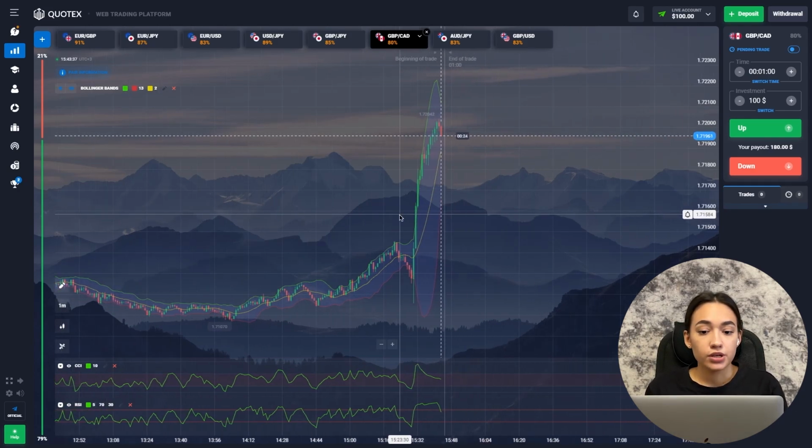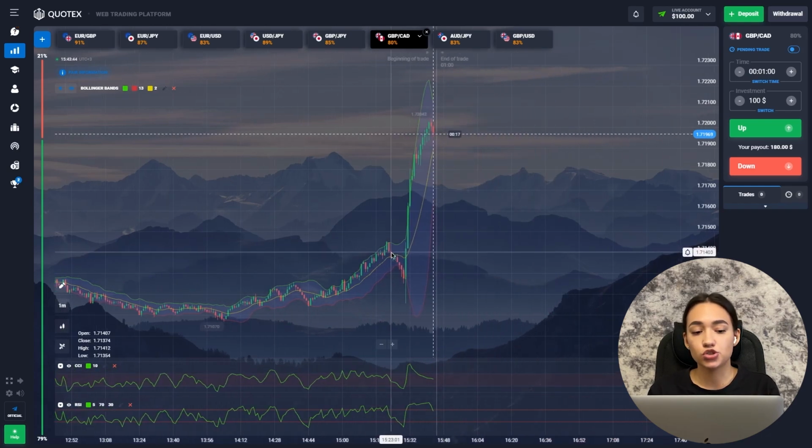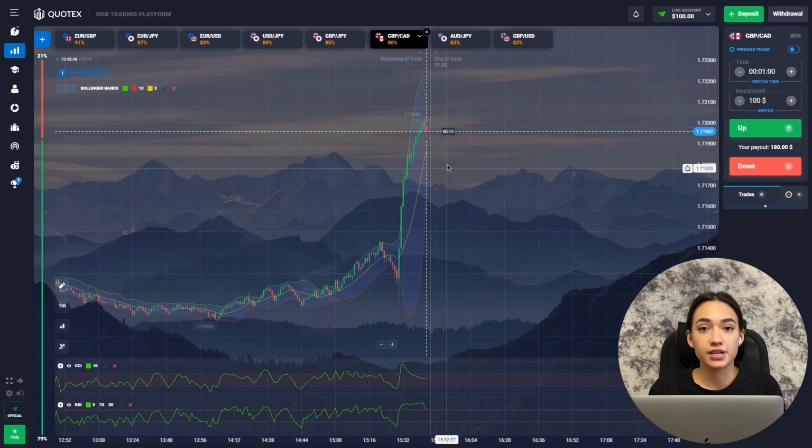So in general, in the course of trading, you will understand how to use these indicators correctly and how to correctly open deals using these strategies. So I suggest you start and pick our first currency pair.